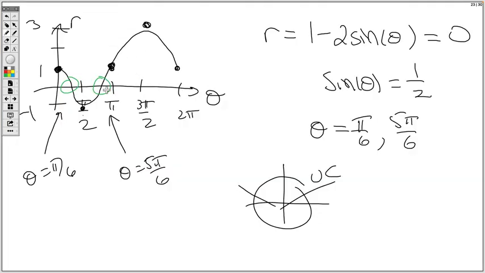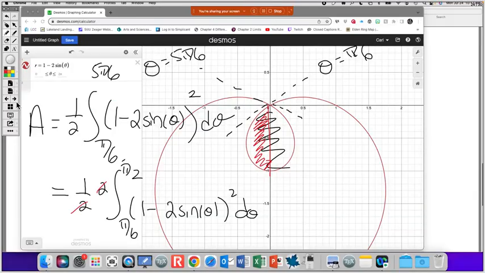This here is the inner loop. You follow? So the outer loop is going to go from 0 to pi over 6, and then 5 pi over 6 to 2 pi. You with me or not? Now we can check that on Desmos.